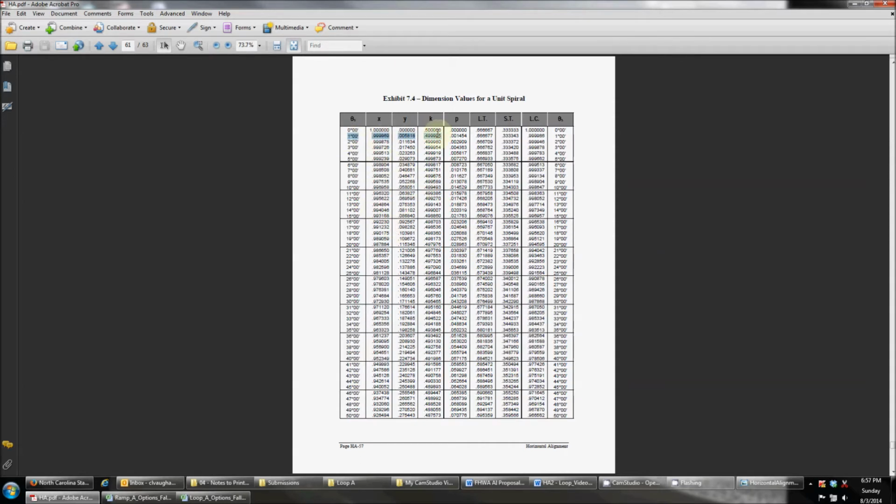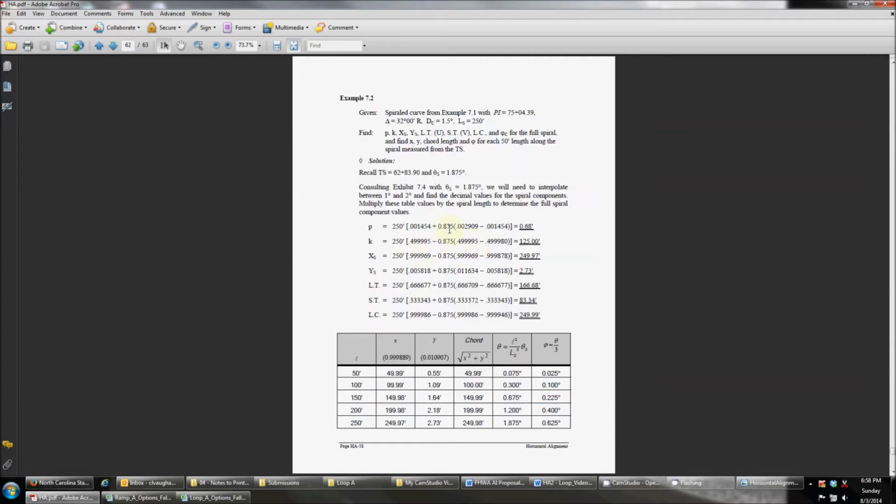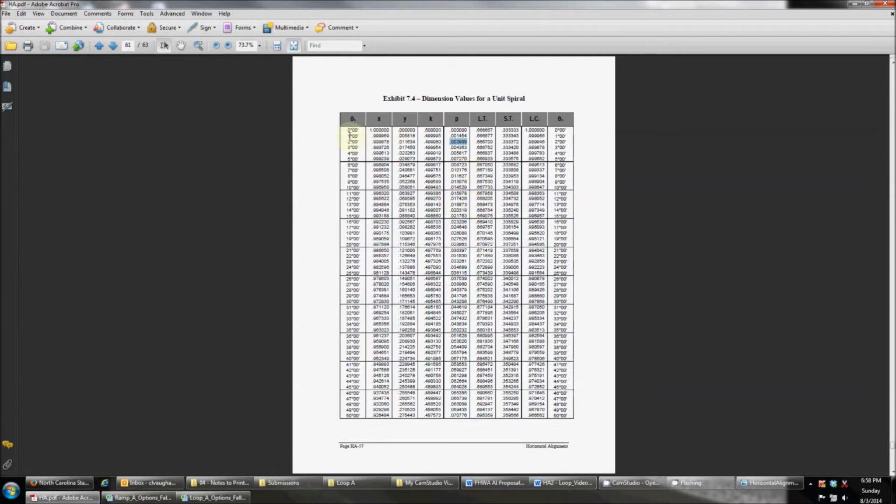In that case, it was just for this 1 degree angle here. So there's your two values, 0.001454 and 0.002909. So you're interpolating between those values for this example problem, and then you multiply by the length of spiral. Now, this 0.875 is just the difference between 1 and 1.875, so you interpolated between 1 and 2 here. So that's all that is.